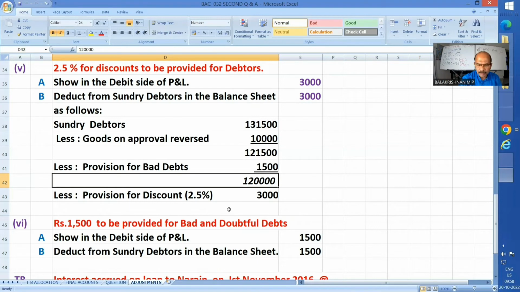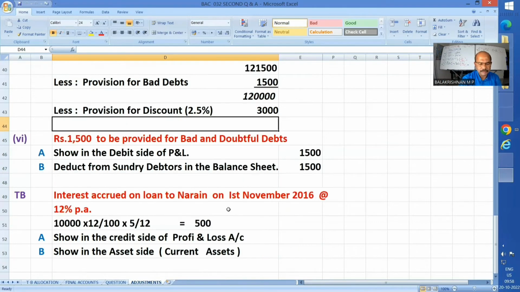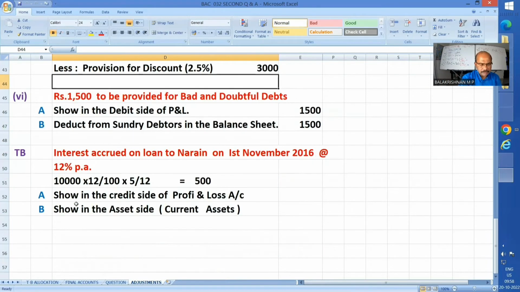Okay, in the balance sheet. Fine. Next, this is a thing what I told you in the trial balance itself, an adjustment is indirectly given. Interest accrued on loan to Narayan on 1st November 2016 at rate of 12% per annum. Calculate the interest. 10,000 is the amount, 12%. November 1st, November, December, January, February, March, 5 months. So 500 comes. Please work out at your end.